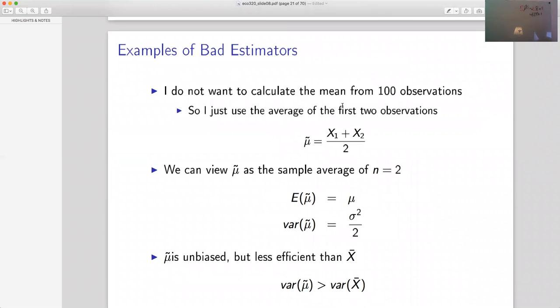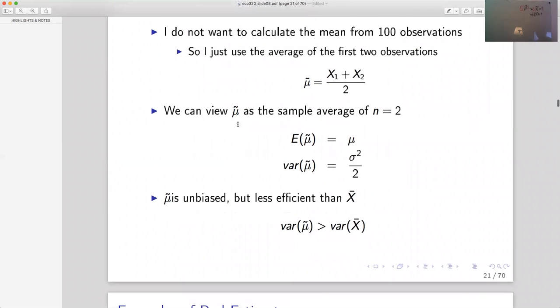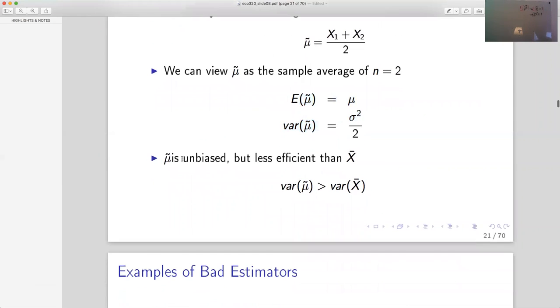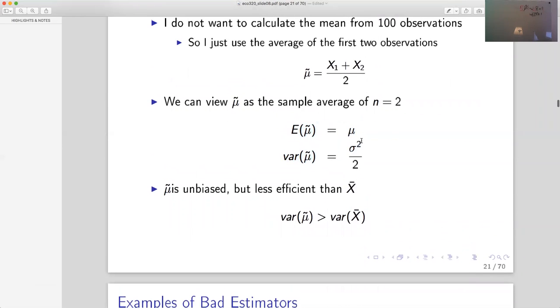This is another type of example. I do not want to calculate the mean of this, so I just use the average of two observations. So we can view mu tilde as a sample average of the two. So these are the two examples. But the thing is, mu tilde is unbiased but less efficient than x bar because sigma square over 2, I mean, this is the variance of mu tilde.